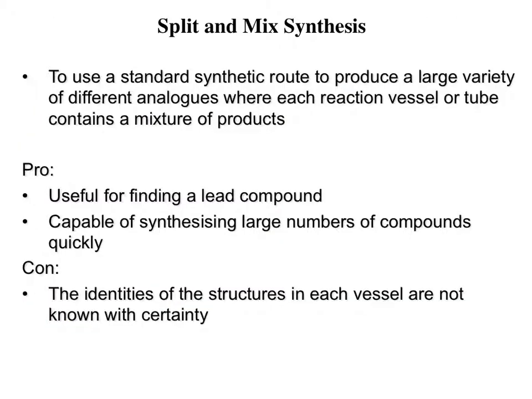Split and mix synthesis is a different strategy that is used to generate large libraries. You use a standard synthetic route to produce a variety of different analogs where each reaction vessel or tube contains a mixture of products. So that's what split and mix synthesis generates. The advantage is that it's useful for finding a lead compound. You're capable of synthesizing a large number of compounds very quickly, and we'll show you in the next slide how this is possible. But the con is that the identities of the structures in each vessel are not known with certainty, as in the case of parallel synthesis.